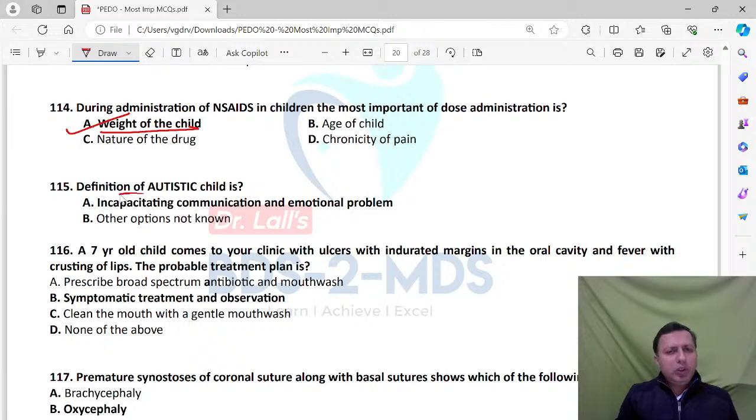So what is the definition of the autistic child? Yes, a child who is having difficulty in communication and has an emotional problem is called an autistic child.